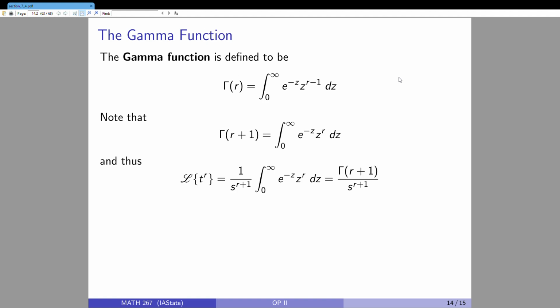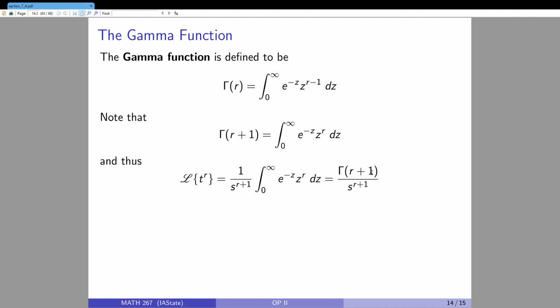The Laplace transform of a power function, t to a power r, is actually equal to the gamma function of r plus 1 over s to the r plus 1. And now, that thing I was complaining about, hey look, r plus 1. Oh, that's nice. That's beautiful. All right.